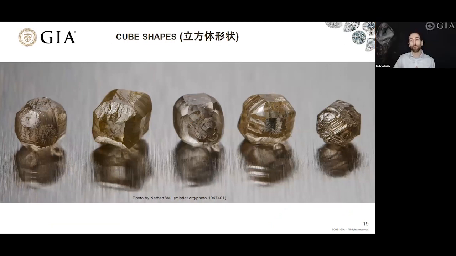Here are some more typical examples of cube shapes in natural rough diamonds. Notice that the cube faces are bumpy or hummocky. Cubes like these can be gem quality, but more often are heavily included with a dark and cloudy appearance.